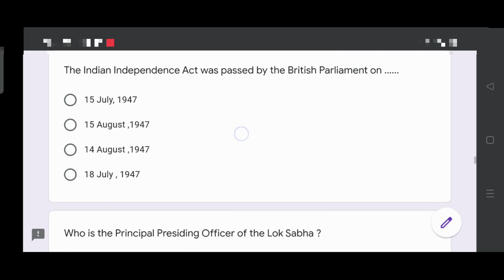The Indian Independence Act was passed by the British Parliament on 15th July 1947, 15th August 1947, 14th August 1947 or 18th July 1947. The Indian Independence Act was passed by the British Parliament on, yes, it's 15th July 1947.